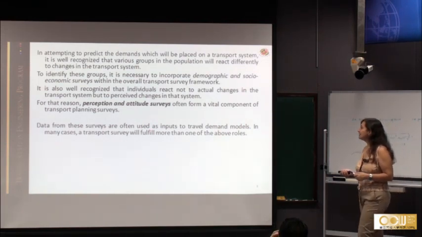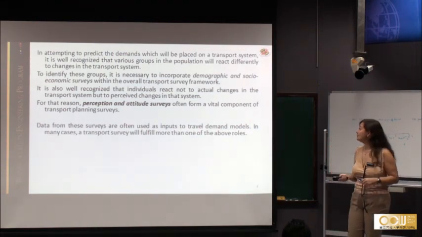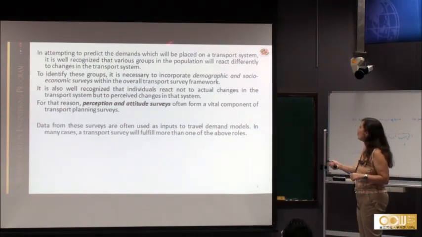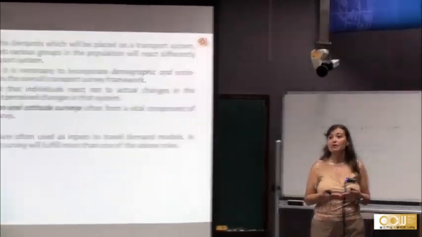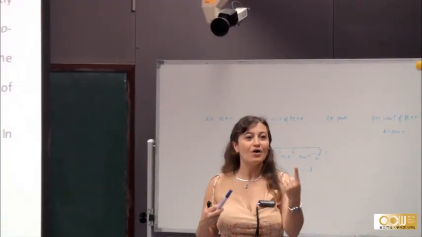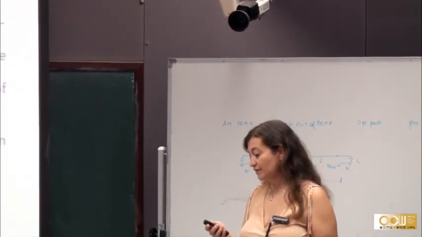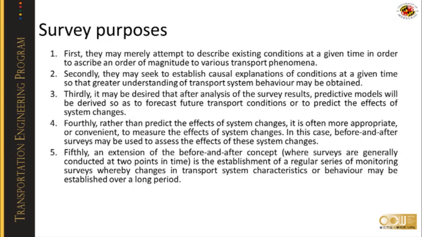Another thing is that when you collect data, in many cases, you collect data because you want to fulfill one or more of these problems above here. So you try to have a comprehensive view of the problem that you are analyzing. So you do not construct the survey just for one purpose, but you try to have different things in your survey. So this is what we want to do when we collect the data. We want to be able mainly to describe existing conditions at a given time in order to describe the transportation phenomena. So this is revealed preference, right? This is describing existing conditions at a given time. This is what I call revealed preference data. Then you want to establish causal explanation of conditions at a given time, so you can have a greater understanding of the transportation system behavior.